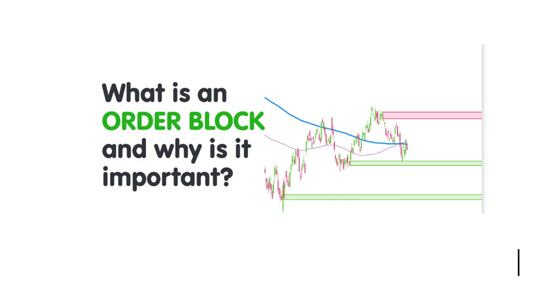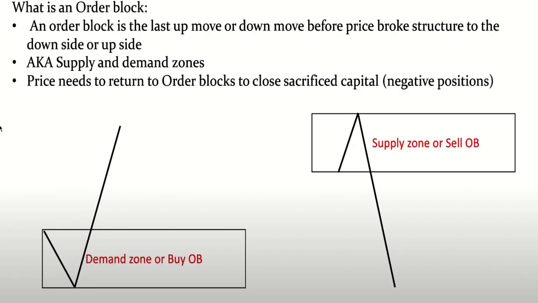In this video, we're talking about what an order block is and why it is important. So let's get straight to it. Basically, an order block is defined as the last up move or down move before price broke structure to the downside or to the upside, right?